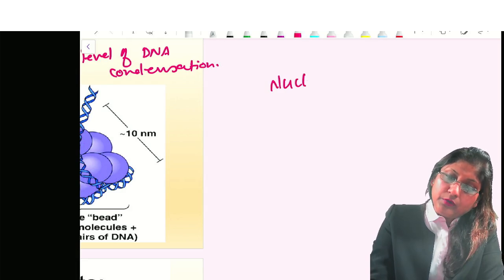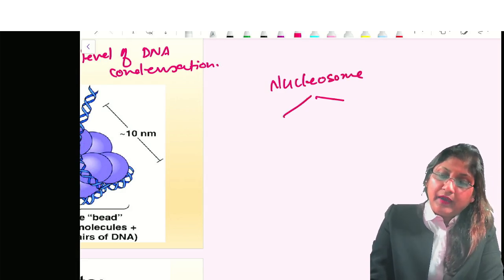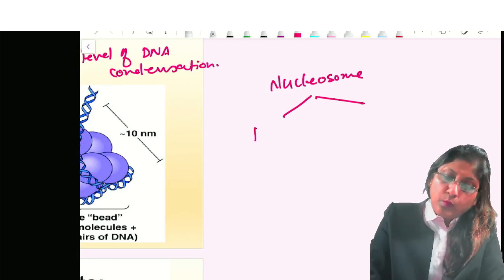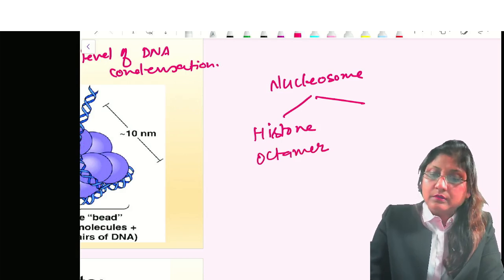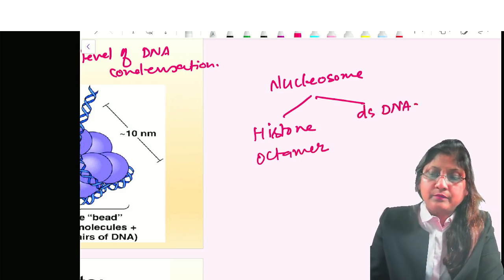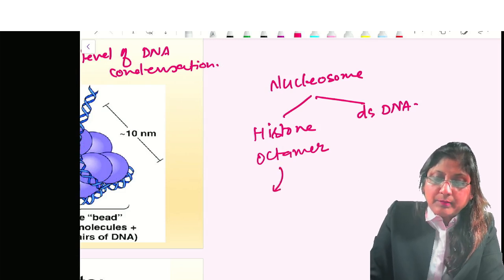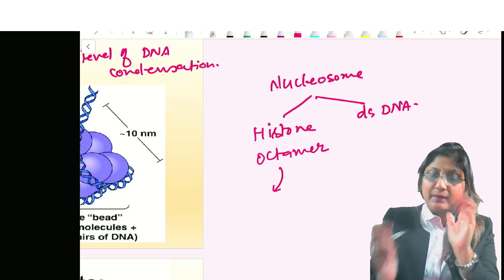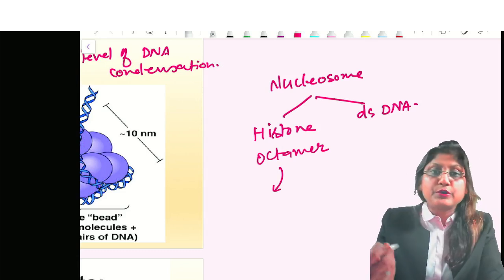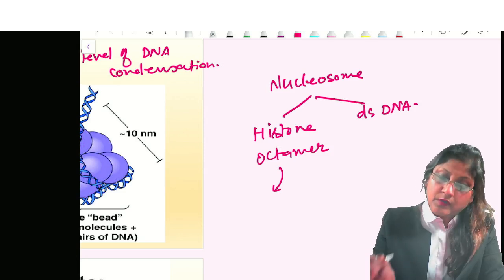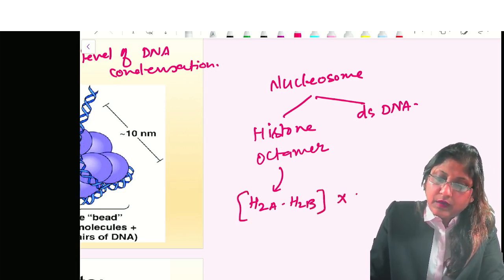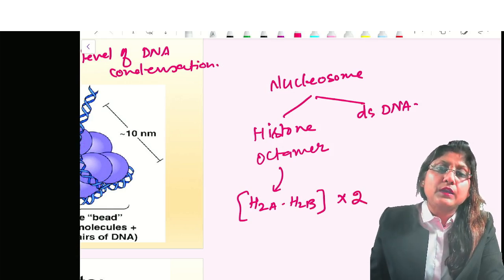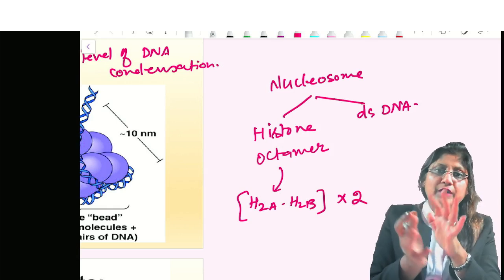So whenever you're talking about nucleosome, you have two important basic components in it. One is the histone octamer. Another is double-stranded DNA wrapping around it. And they say histone octamer is a histone protein having 8 subunits. Now they ask you, what is the composition of histone octamer? Spell the components of histone octamer. You have to say it is H2A and H2B, which make a dimer, and two such dimers are present in this. I repeat, H2A and H2B make a dimer, and two such dimers are there in this.